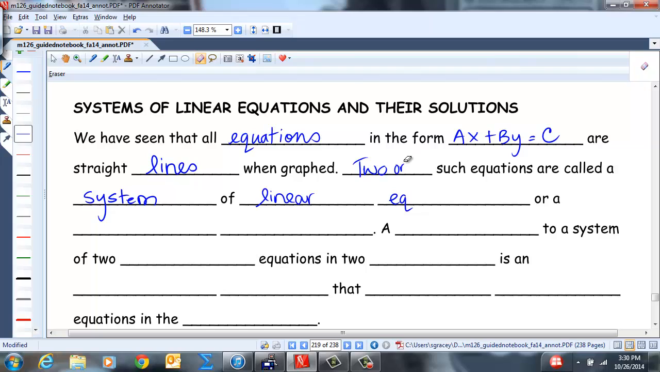I don't want to do that. Sorry. We'll end up having a longer one for the systems of three equations. So they're called a system of linear equations, or just a linear system is fine.